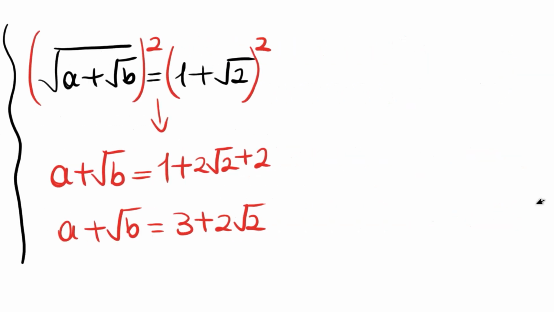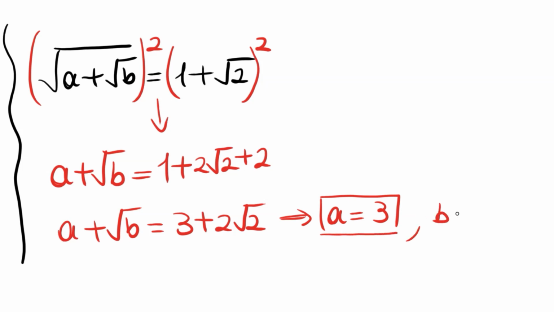Then this gives a is equal to 3. And root b is equal to 2 root 2, so b is equal to 8, since 2 root 2 is equal to root 8. So the result is a is equal to 3 and b is equal to 8.